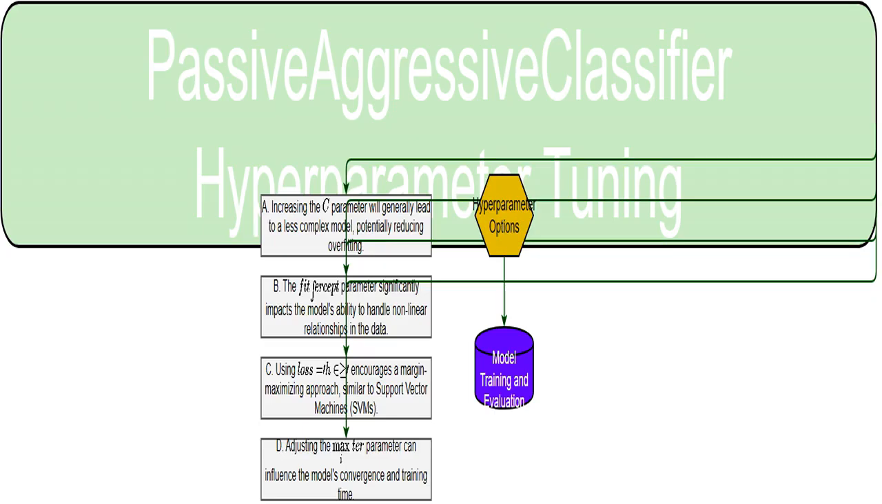The "fit_intercept" parameter determines whether to add a constant term, an intercept, to the model's equation. While it affects the model's overall accuracy, it doesn't directly handle nonlinear relationships. Think of it this way: it shifts the decision boundary, but it doesn't change the boundary's shape. A passive-aggressive classifier is a linear model. You'll need other techniques for nonlinear data.